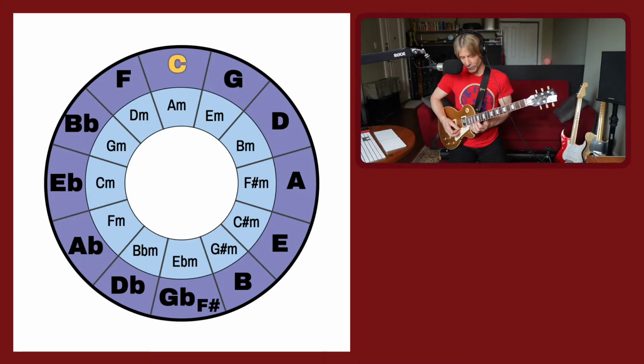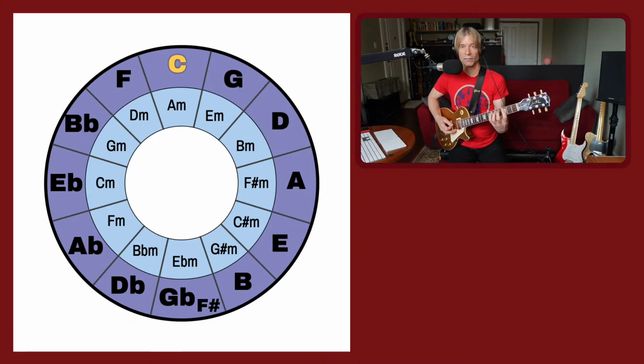E flat. 1, 2, 3, 4, 5. A flat. It's A flat. 1, 2, 3, 4, 5. E flat. 1, 2, 3, 4, 5. B flat. 1, 2, 3, 4, 5. F. And back to C.